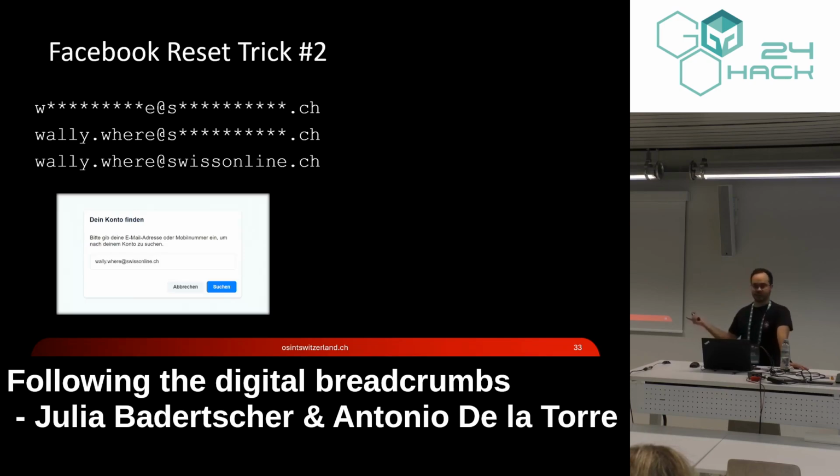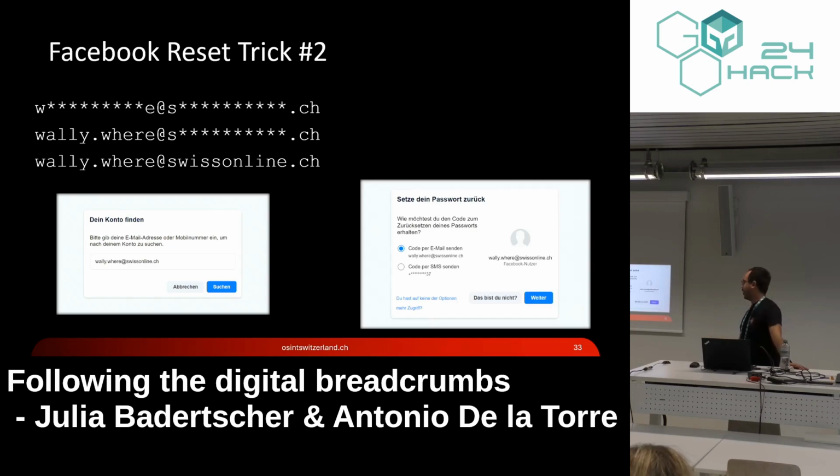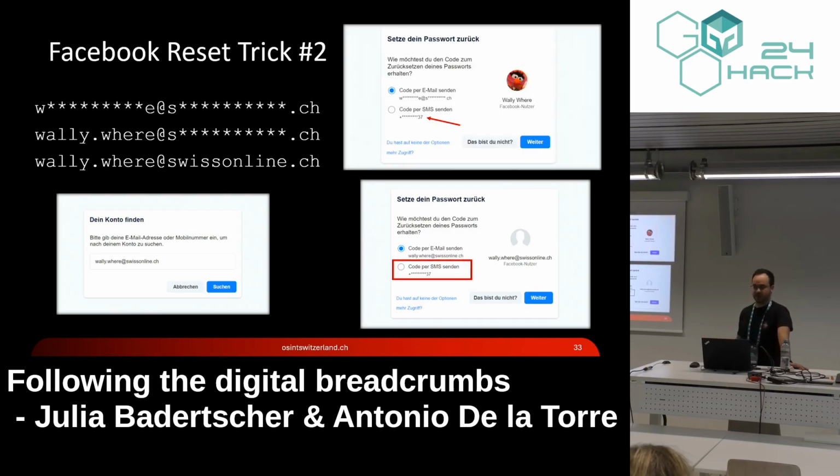We have it. Now we attempt to use the same password reset trick, but now with the email that we found. So we get confirmed the last 2 digits. Now we don't get the picture, and we find the entire email address, thus stating that there's an account on Facebook using this email address.